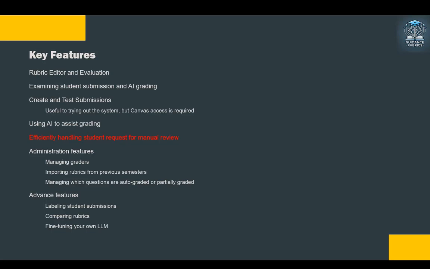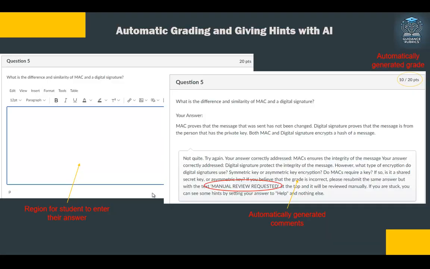It's important that the students have a way to alert you if they believe that the AI grading is incorrect. The way we handle this is in the comments to the students, we include the text that if they believe that the grade is incorrect, they should resubmit their answer, but include the text "Manual review requested."